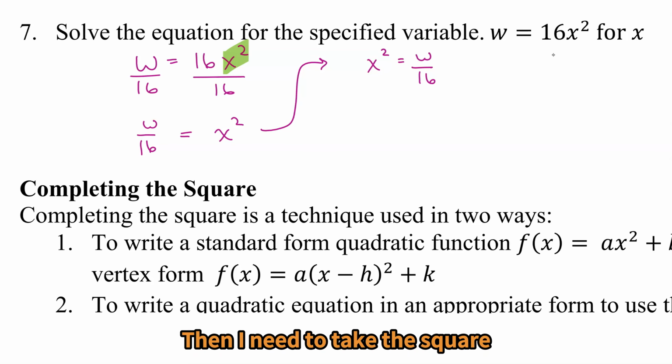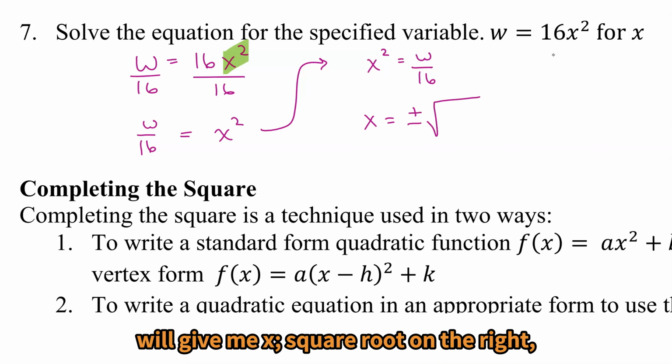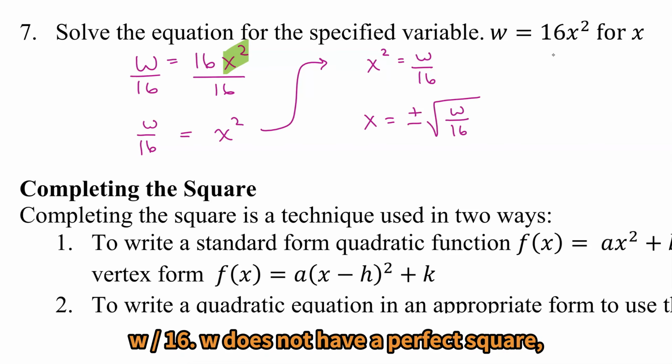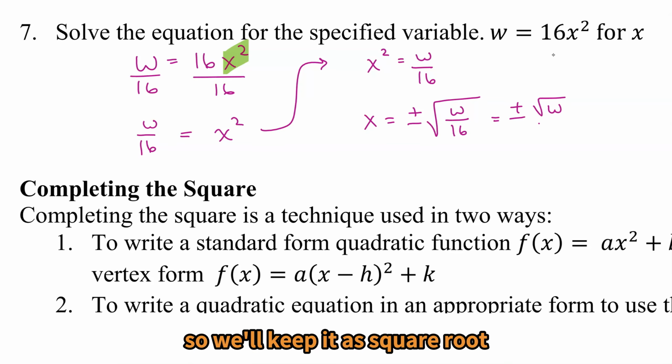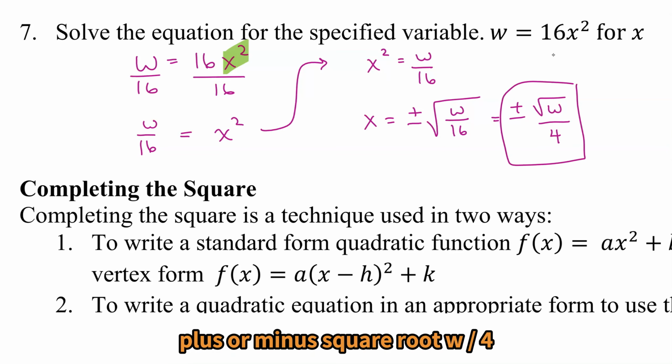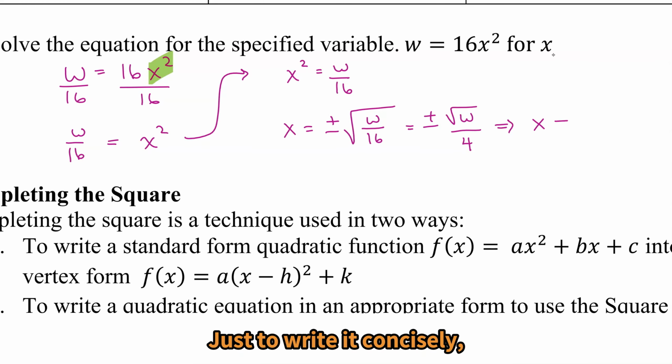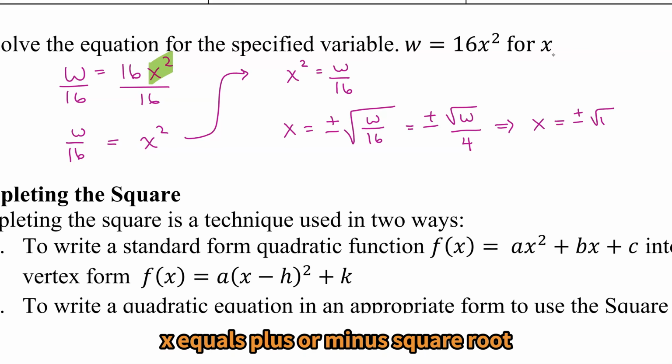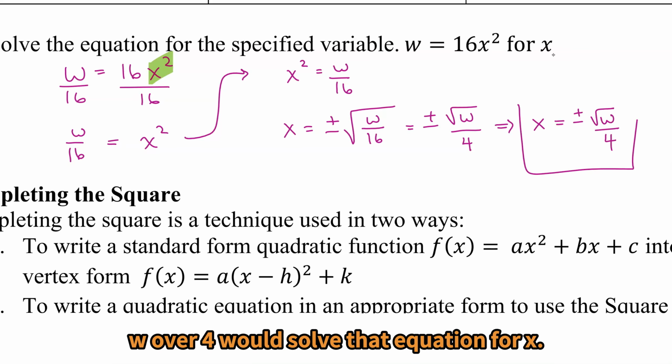Then I need to take the square root. Square root of x squared will give me x. Square root on the right, plus or minus square root w over 16. W does not have a perfect square, so we'll keep it as square root w. 16 does. Square root of 16 is 4. So x equals plus or minus square root w divided by 4. So we could write, just to write it concisely, x equals plus or minus square root w over 4 would solve that equation for x.